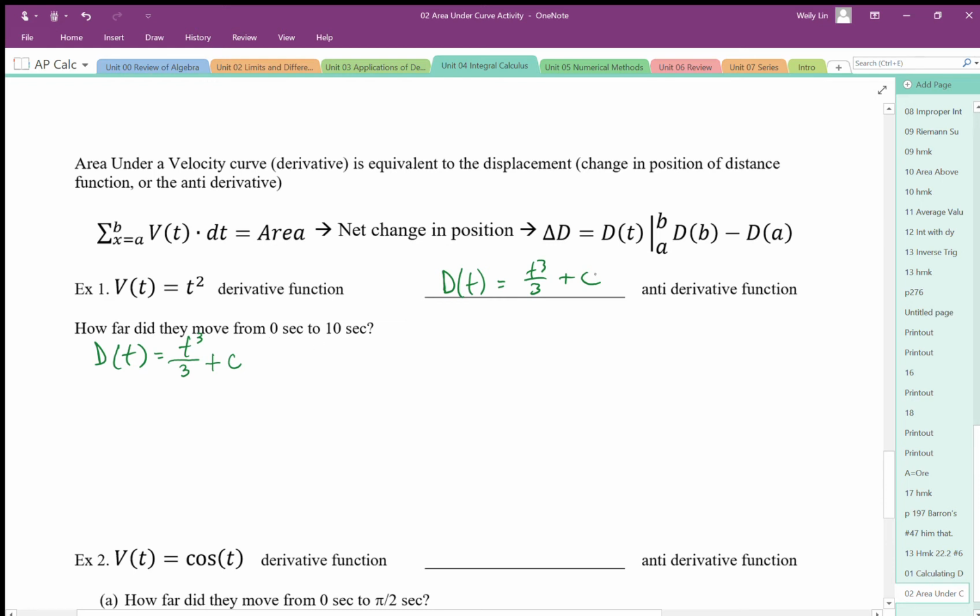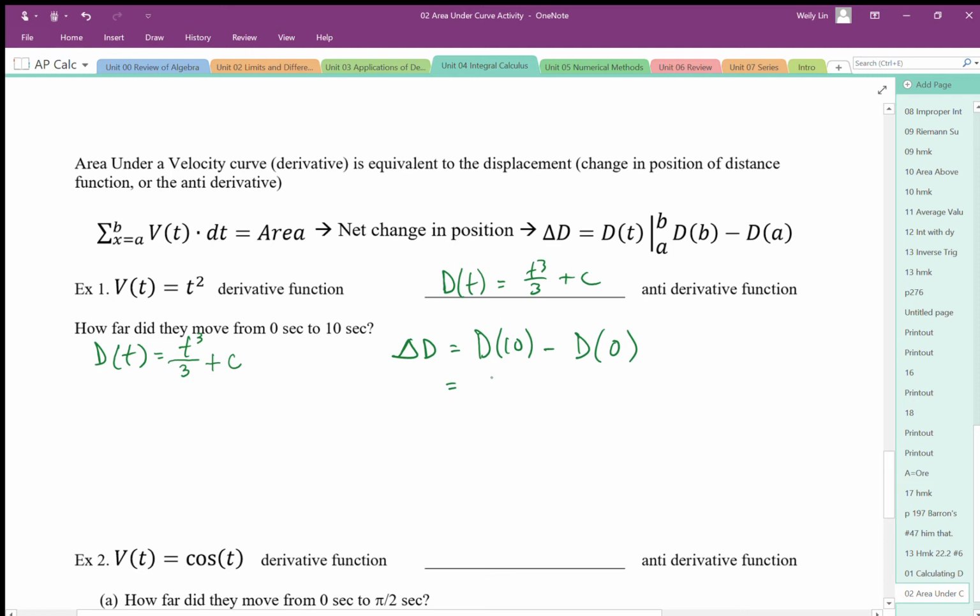Well, we don't know where they start. That plus c kind of tells us where they start. But when we talk about displacement, it doesn't really matter where they start. We just want to know the difference. So I want to do d at 10 seconds, and then I'm just going to write it this way. The change in d is equal to the d at 10 seconds minus the d at 0 seconds.